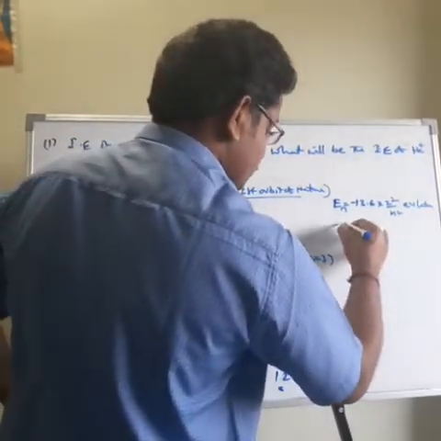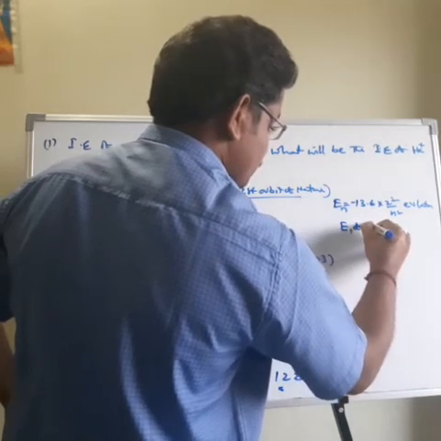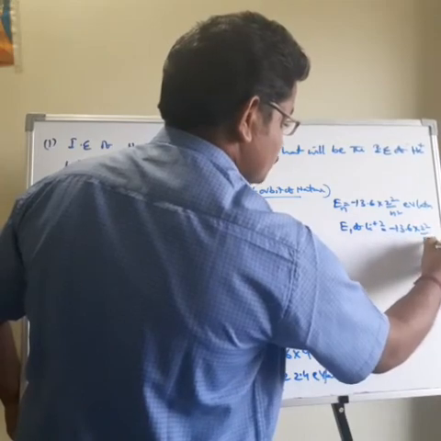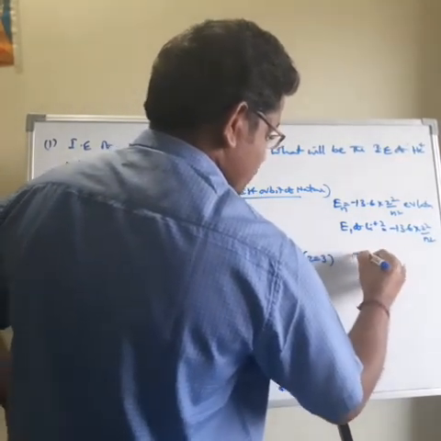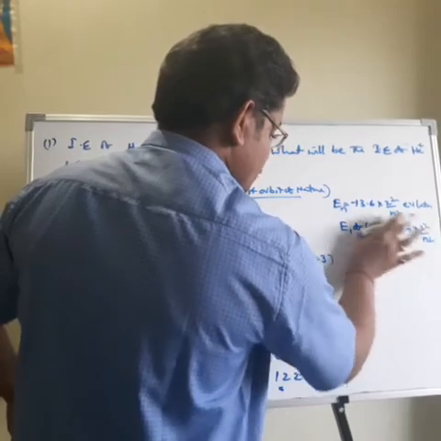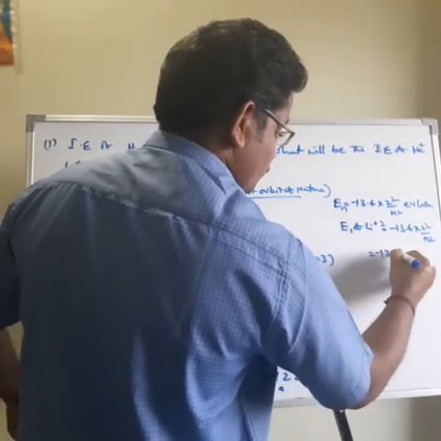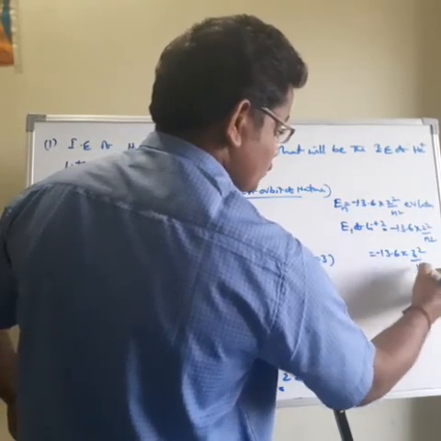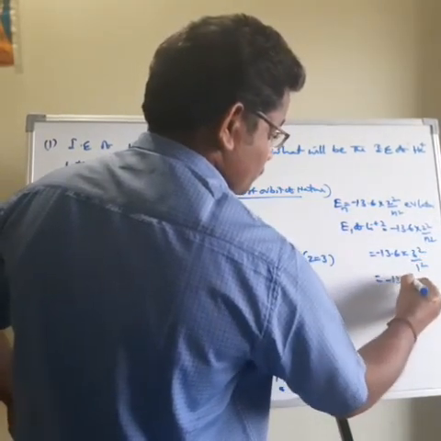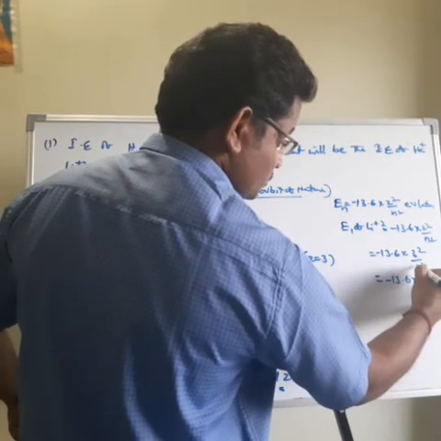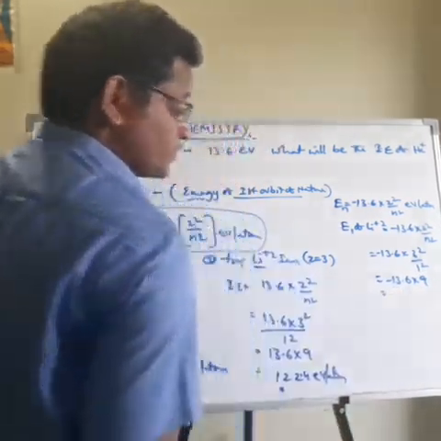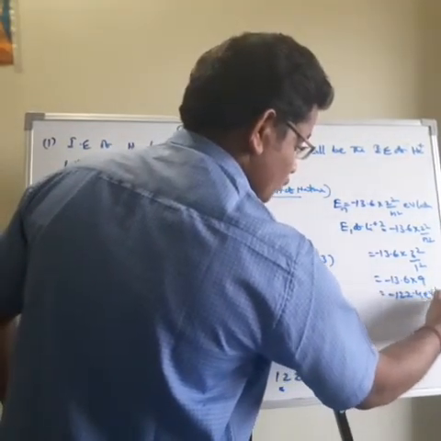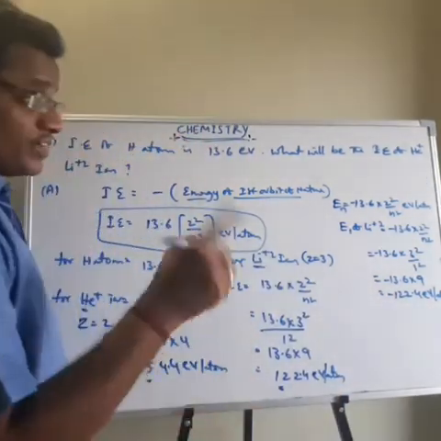Lithium is also the same. Energy of the first orbit of the lithium plus 2 ion is minus 13.6 into Z square by n square. So minus 13.6 into the lithium atomic number Z value, 3 square, by 1 square. Minus 13.6 into 3 square, which means 9, gives minus 122.4 electron volt per atom. That is the energy of the first orbit of lithium.